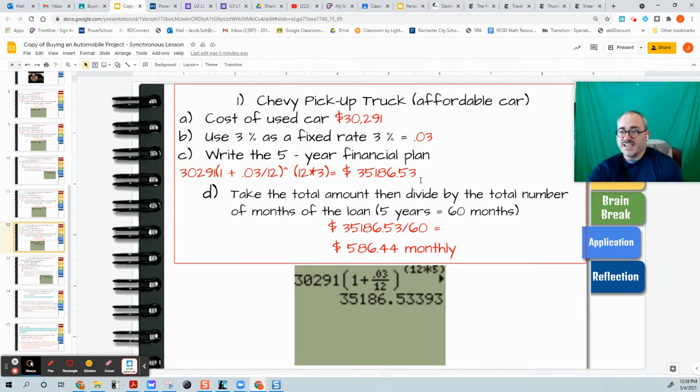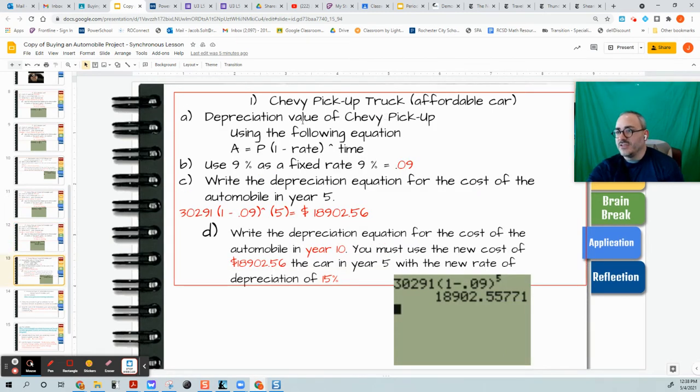Affordable car, this time a 5-year plan, right? I need an equation. Give me the cost. The 3% will be standard. I need an equation. I need a calculation. I need to see that calculation divided by 60, and I need to see a monthly. Okay. Then you'll do the depreciation for that affordable car.